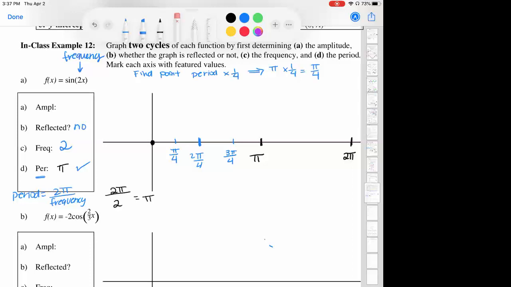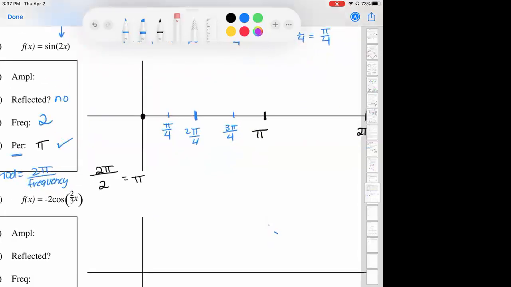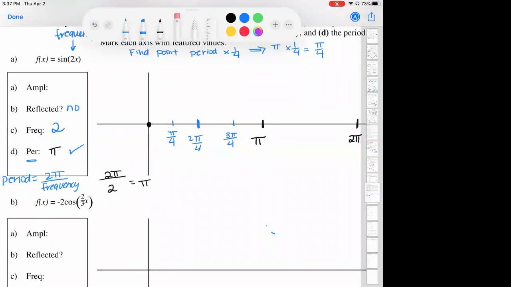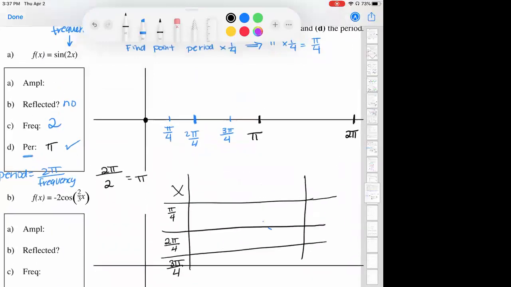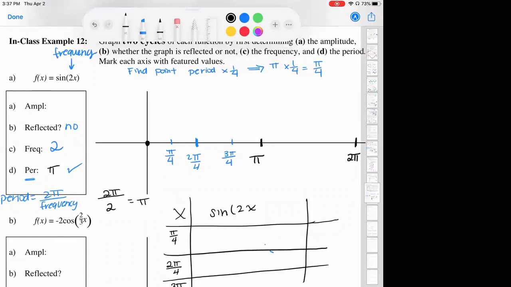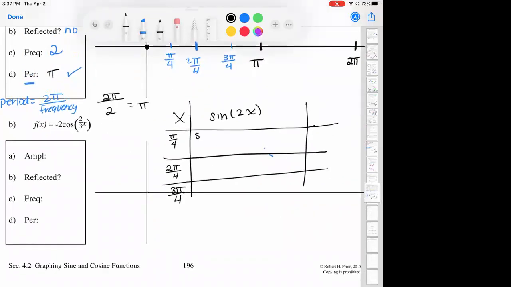Now let's go ahead and evaluate. Let's do a t-chart. Let's plug in these values: pi over 4, 2 pi over 4, and 3 pi over 4. Our formula is sine of 2x. So I want to find sine of 2 times pi over 4. This is the same as sine of, we simplify, pi over 2. So look at your unit circle. Sine is y. What is sine of pi over 2?